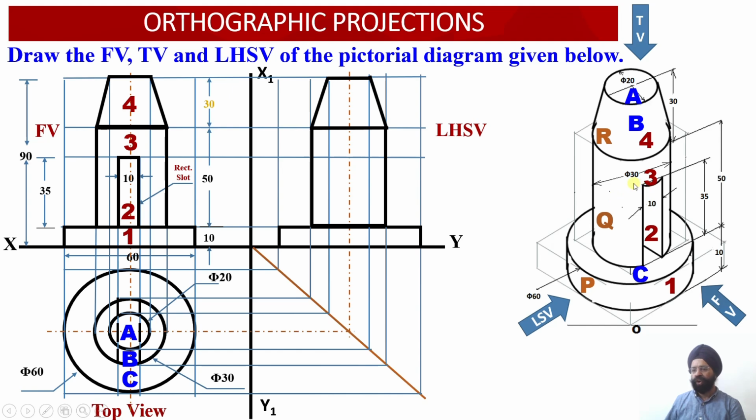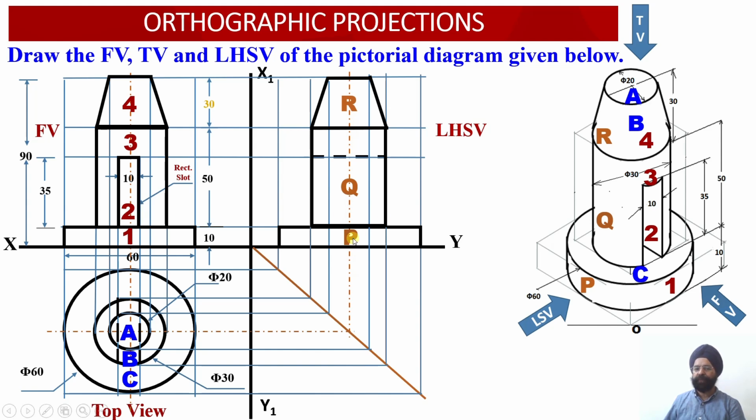Why? Because this slot is running through and through. Since the slot is running through and through the solid, this portion will be drawn as dotted, right? Because this slot is not visible from the side view. So please check, this portion has been drawn as a dotted one. Then this top canopy, element number 3, will once again appear as a trapezoid in the side view. This is how we can go about construction of the left side view.